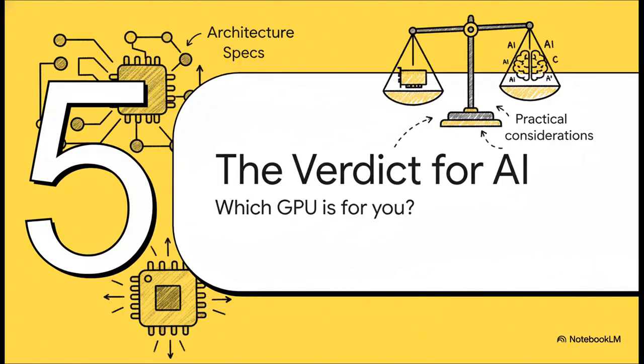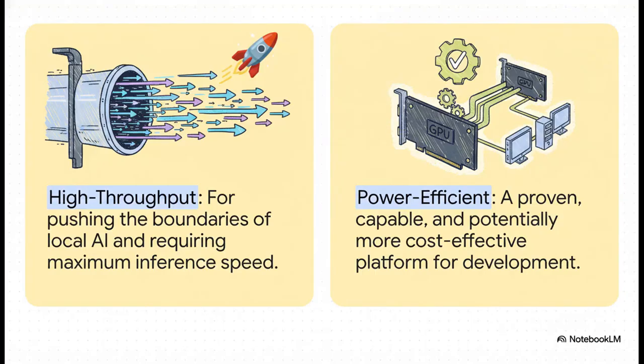So, after weighing the architectures, the specs, and all those practical considerations, which GPU should you actually choose for your AI projects? Well, it really just comes down to this. The RTX 5080 is for people who absolutely need maximum throughput. If you're pushing the bleeding edge of what local AI can do, or you need the absolute fastest inference speeds possible, then Blackwell is your answer.